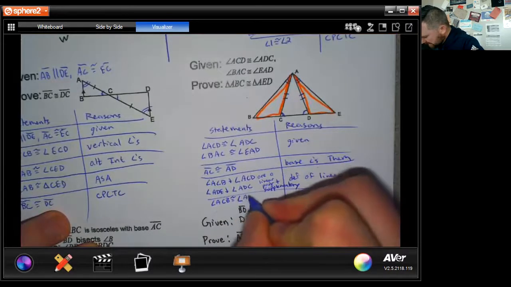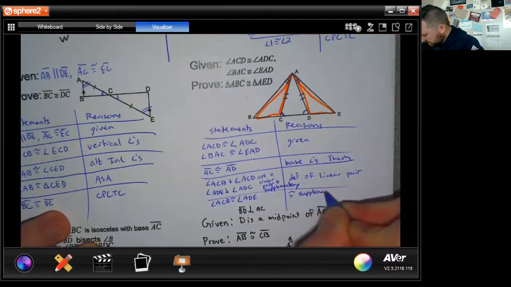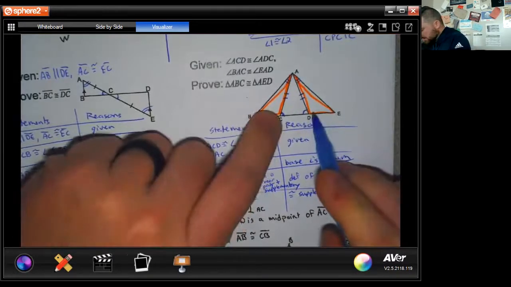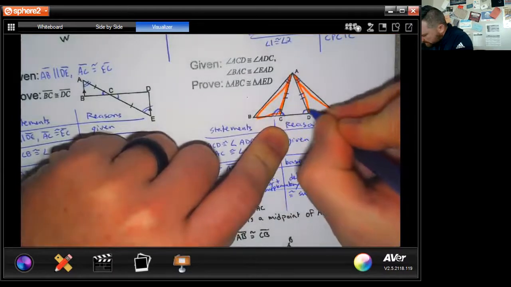ADE, and that is the congruent supplement angle theorem. Okay, because these two angles out here are supplementary to the same angle. So 1, 2, 3, 1, 2, 3.